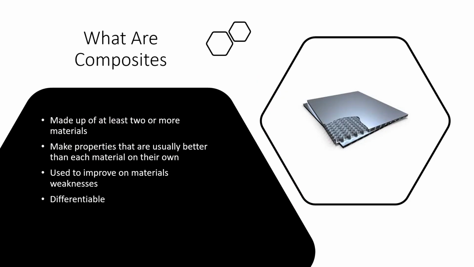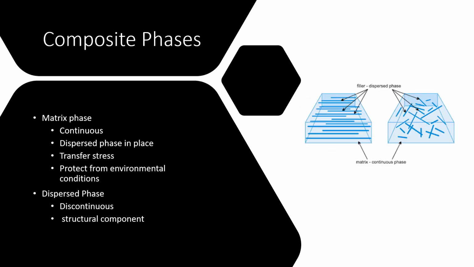A composite is a material that is composed of at least two different materials, which when combined together give properties that are superior to each respective material on their own. Generally, these materials are combined to combat weaknesses of one or the other material, like corrosion or fatigue strength. Also, the two materials can be differentiable inside the composite.